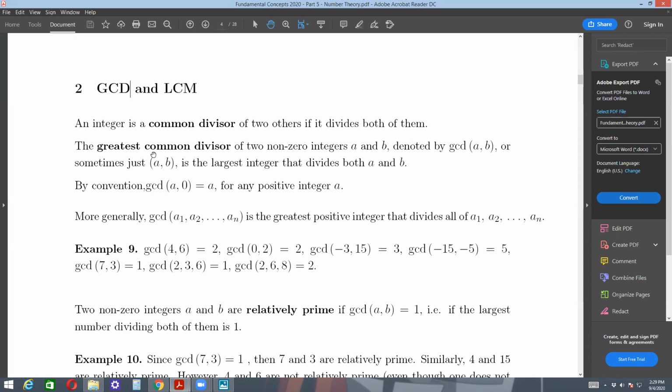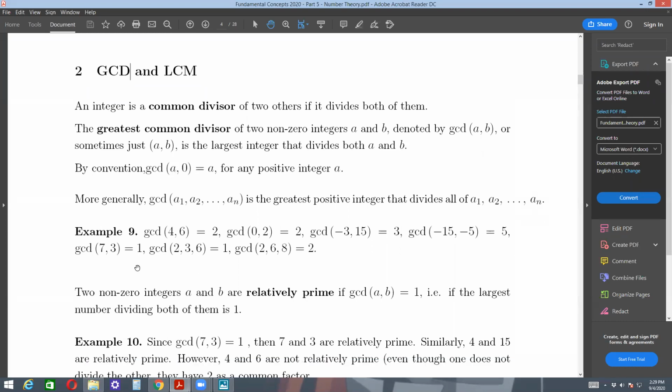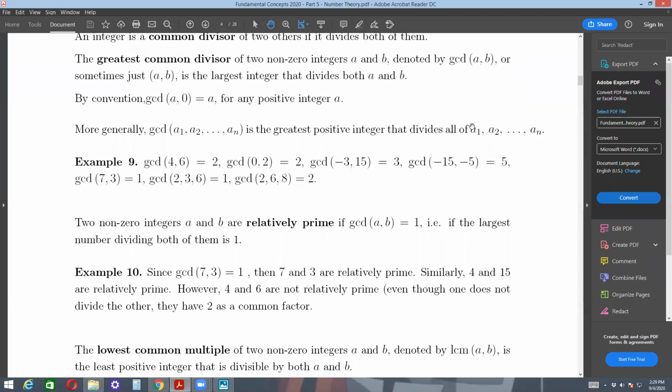All right, so the greatest common divisor is basically, as the name implies, the highest number that divides both of them. Right, the biggest number that divides both of them. Now, by convention, if you have a positive number and 0, the GCD would be the positive number. You could extend that to any number. So if you take the GCD of 3 numbers, it would be the highest number that divides all 3 numbers.